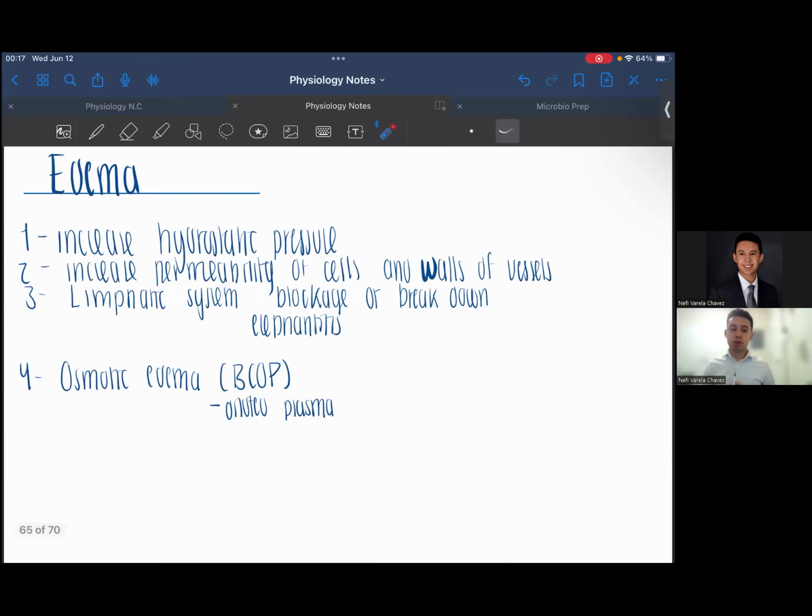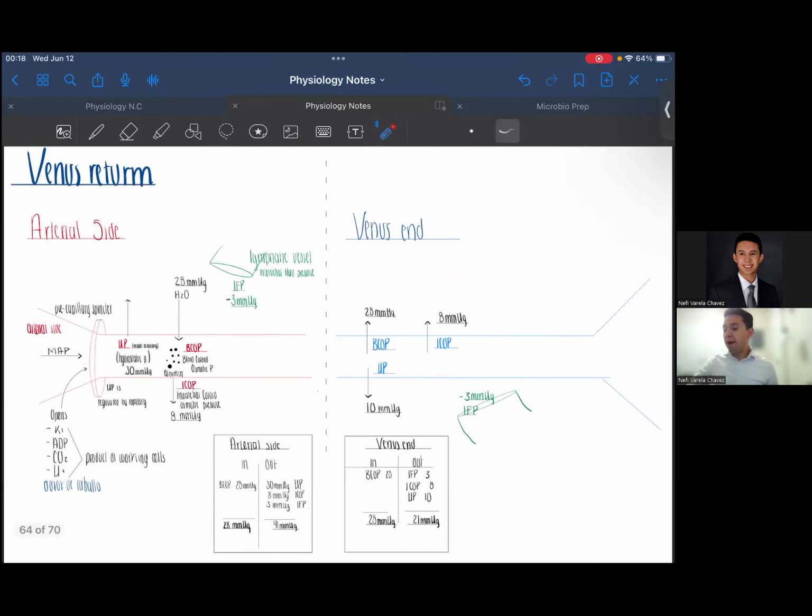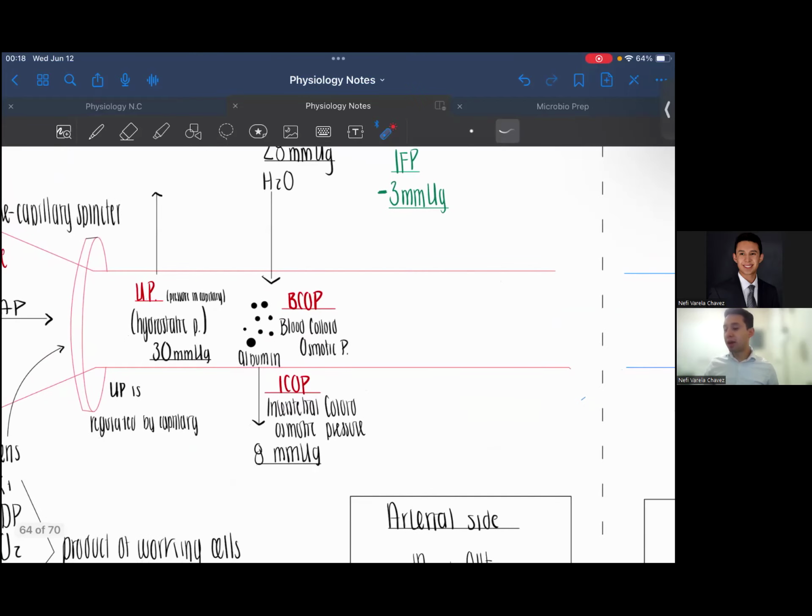So again, just to summarize, it's going to be the increased hydrostatic pressure, increased permeability of the cells and walls of vessels that can be created by a cut or by burning, lymphatic system blockage or breakdown that can be caused by a microbe, as is the case of elephantiasis. So we stop our vacuum. And osmotic edema, we dilute our body, so our plasma, so we're going to have less osmotic pressure, we're going to decrease our B cup, and as a consequence, we're going to accumulate more liquid in the interstitial space.